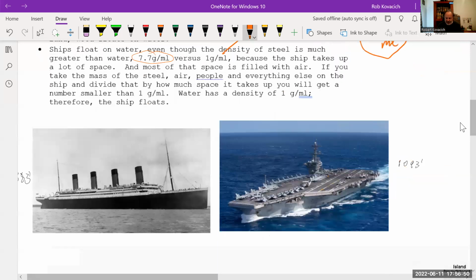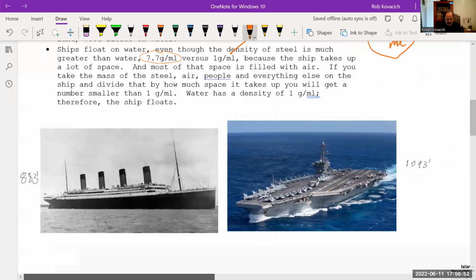So on the left, we've got the Titanic. And just for the heck of it, I looked up what the length of the Titanic was, and it's 883 feet. My aircraft carrier was 1,093 feet. So they're not that far off from each other, a couple hundred feet-ish. Obviously, this one sunk and this one hasn't sunk. So why was it that this ship sunk? It hit an iceberg. Okay, well, if this hit an iceberg, would it sink? And the answer to that would be no.